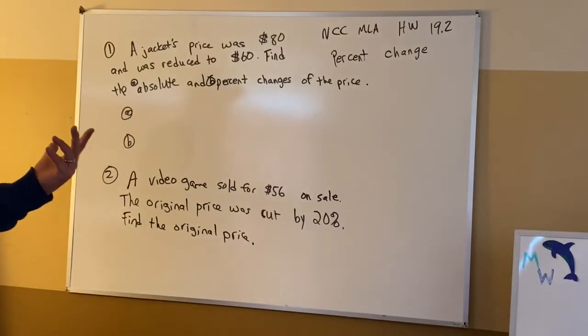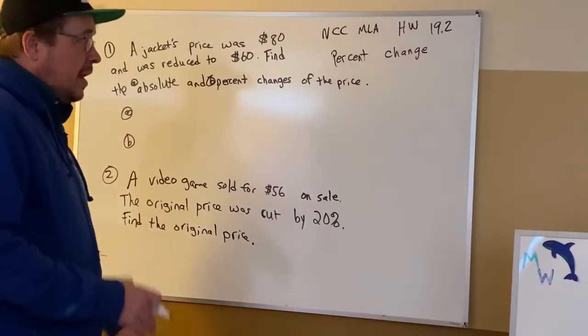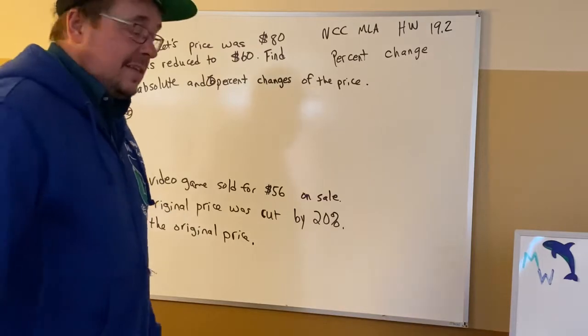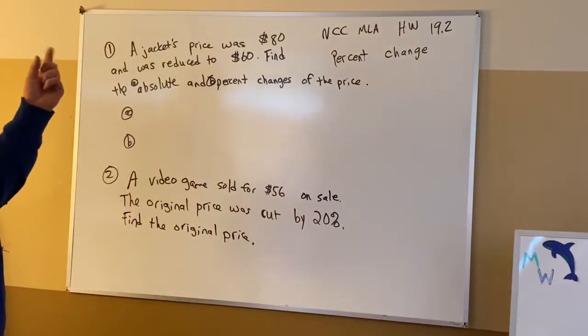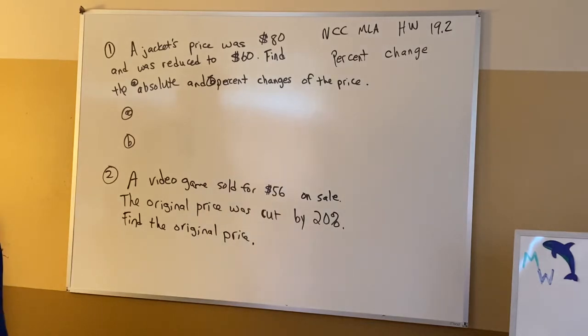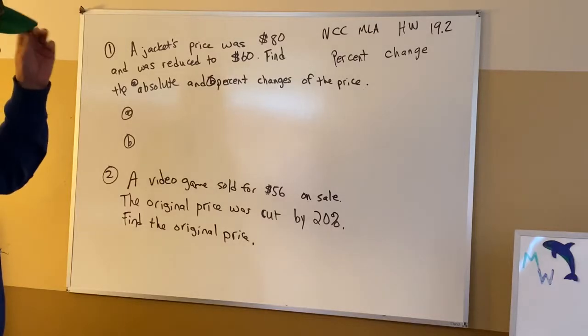Okay, we have two problems here that are going to make up the homework part of practicing for homework 19. The first one is dealing with percent change, where a jacket's price was $80 and was reduced to $60. Find the absolute change and the percent change.